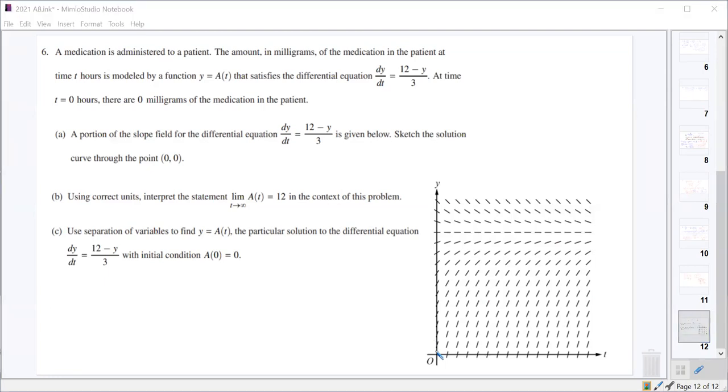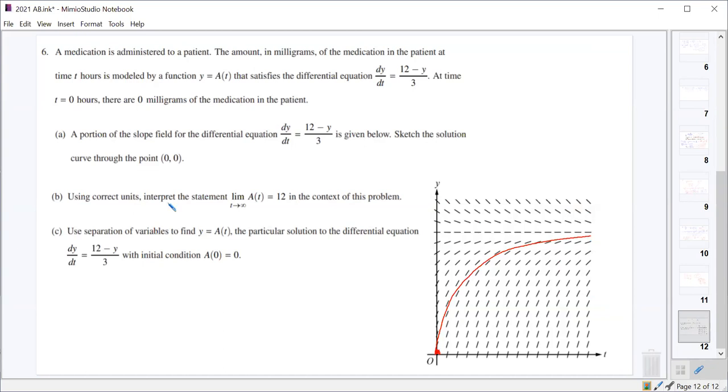Sketch the slope field through 0, 0. Looks like that. Follow the basic curve of the slopes. Should not go up above that horizontal asymptote. That's what it looks like. Everybody good with part A? Part A is pretty straightforward.